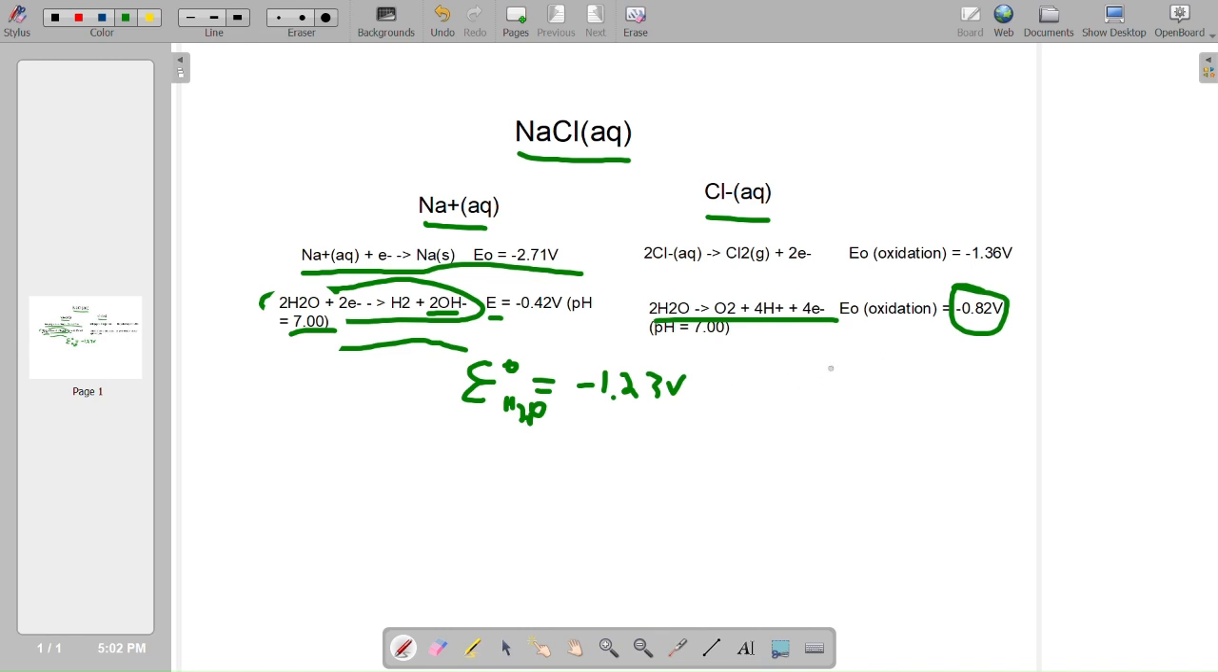That's where overpotential comes in, because the oxidation of water actually has a very high overpotential, and that means the actual amount of voltage necessary to oxidize it is much greater than negative 0.82. Sorry, that looks like a 6, but it's a 0. So actually, what gets oxidized here is Cl minus. That's what gets oxidized.